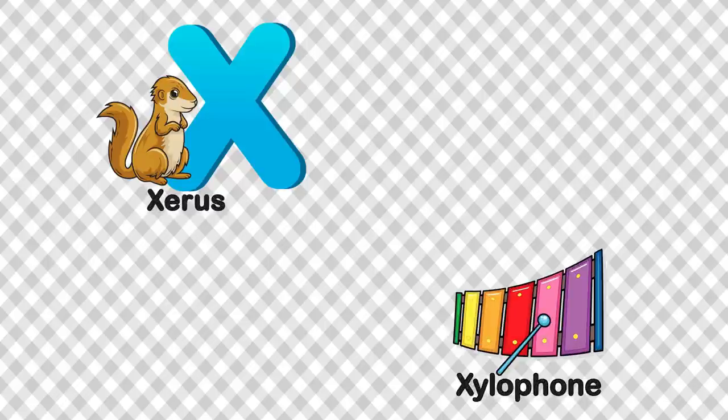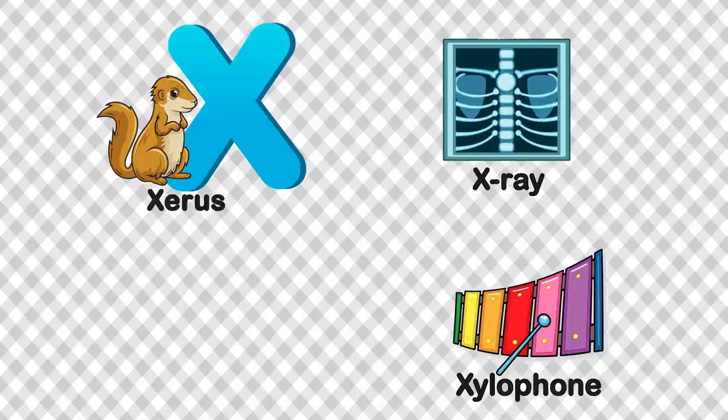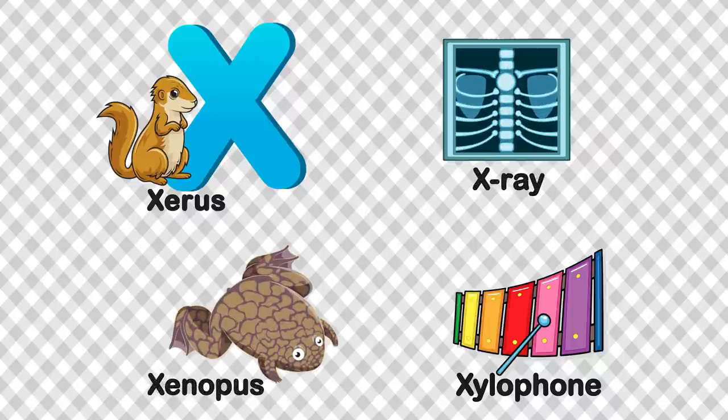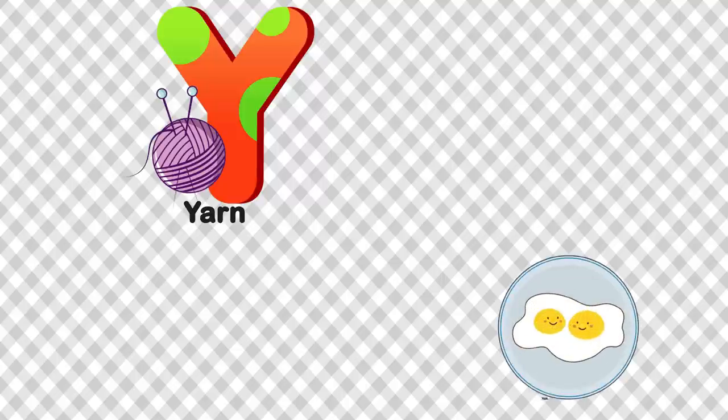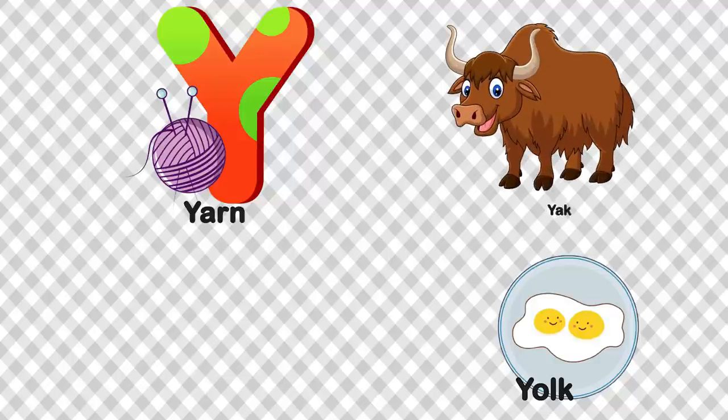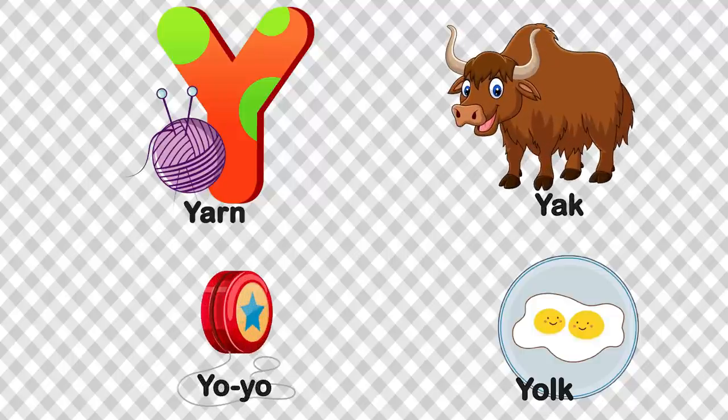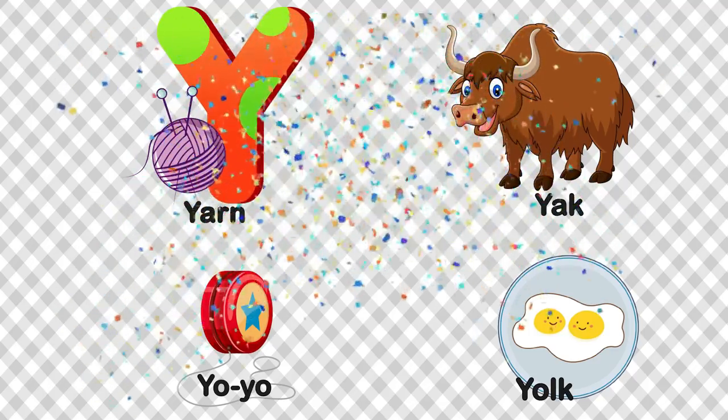Yay! X. The sound of X is x. Xerus. Xylophone. X-ray. Xenopus. Is y. Yawn. Yolk. Yak. Yo-yo. Yay! Z. The sound of the letter Z is z. Zebra. Zoo.